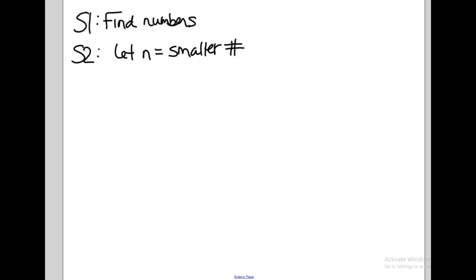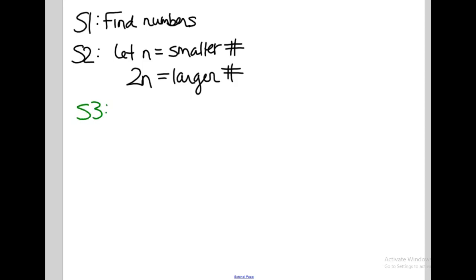Let's go back and read the first sentence. Well, remember, the first sentence usually gives us our let statements. One number is twice another number. How are you going to show me twice a number? Yeah, that means times 2. So 2n is going to equal my larger number. Okay, so those are my let statements. Now, we've got to come up with the equation.